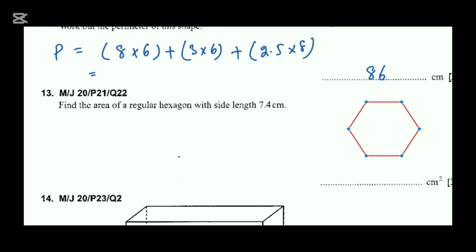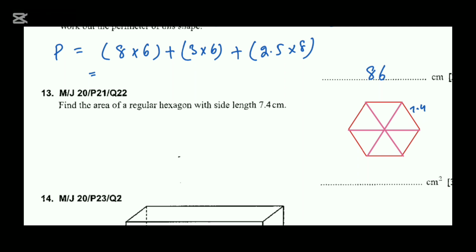Okay. So now we can divide it like that. The question is saying to find the area of a regular hexagon with side length 7.4. Each length is 7.4. So there are 1, 2, 3, 6 congruent triangles here.